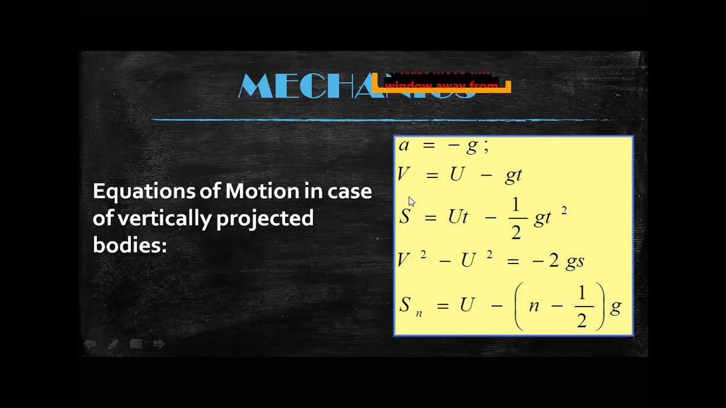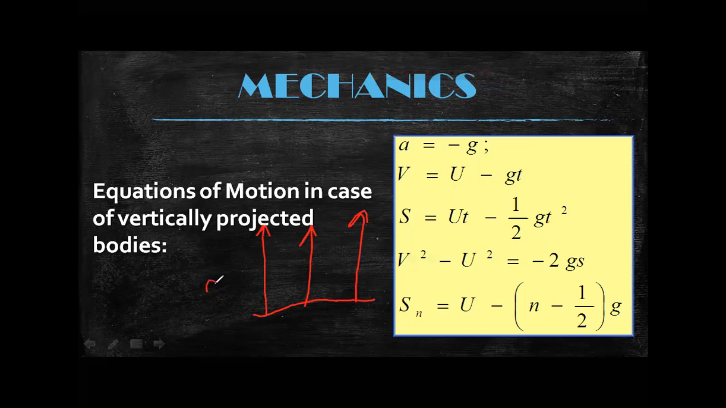Your vertically projected upward case. What we are trying to explain here is, suppose you project an object upward. You are throwing an object in the upward direction. You have the ball in your hand, and you're just throwing it upward.